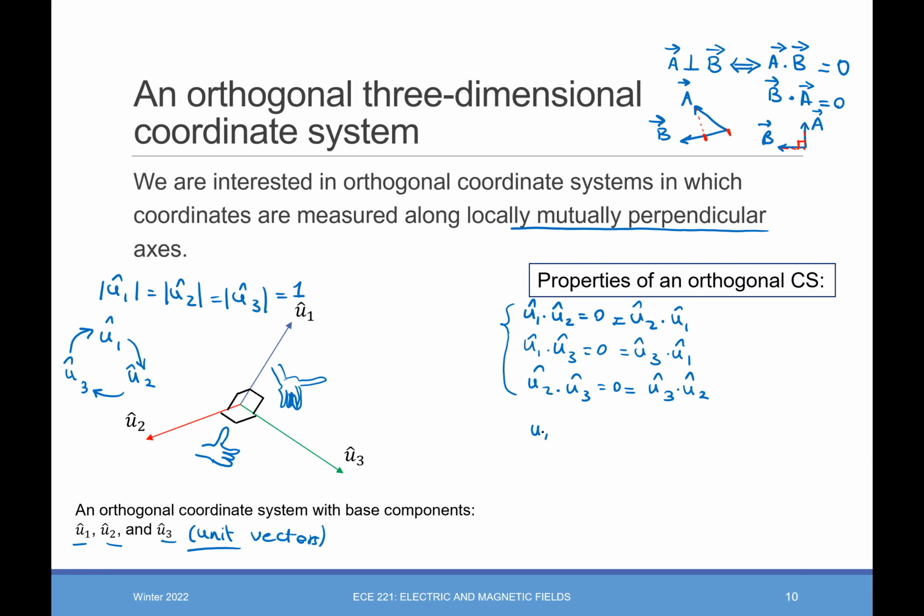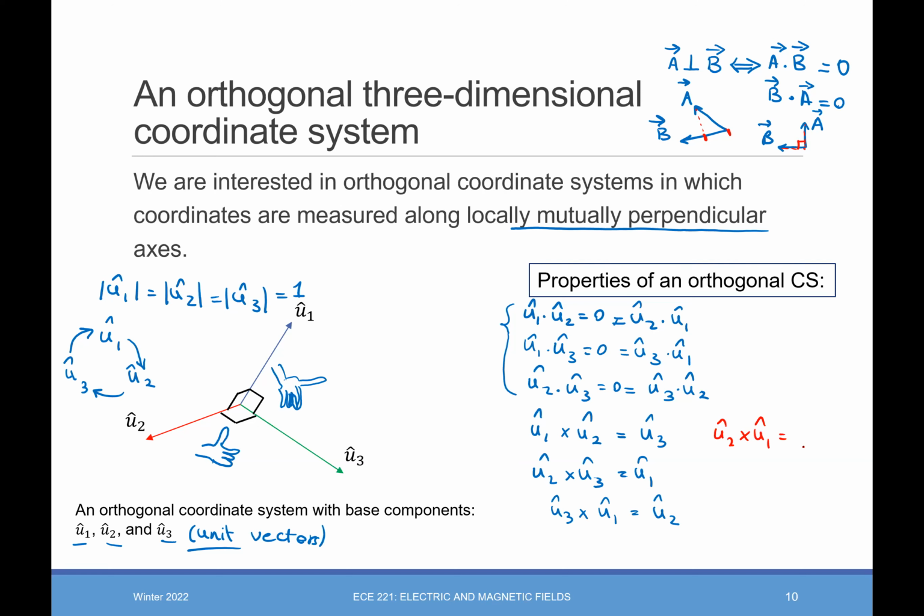So in an orthogonal coordinate system, we can say that U1 hat cross U2 hat is U3 hat. Then U2 hat cross U3 hat is U1 hat. And U3 hat cross U1 hat is U2 hat. Now, does anybody remember, if we calculate U2 hat cross U1 hat, what would that be?